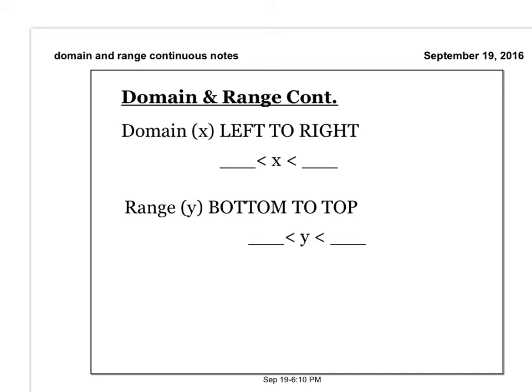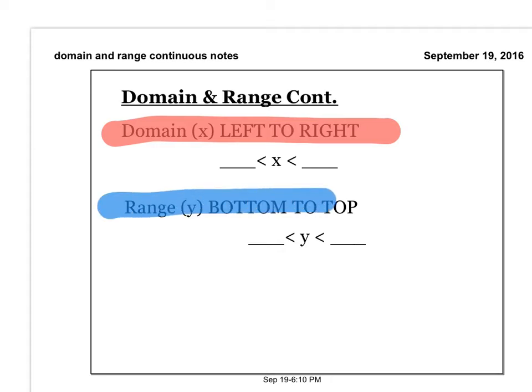Okay, so we're going to begin our domain and range notes. It is going to be on a graph now, so instead of looking at a table or a mapping or ordered pairs, now we're dealing with a graph. On our domain, we always are going to be focusing on left to right. You only need to worry about that area, okay? You don't need to worry about where the graph is up and down because that is our range.